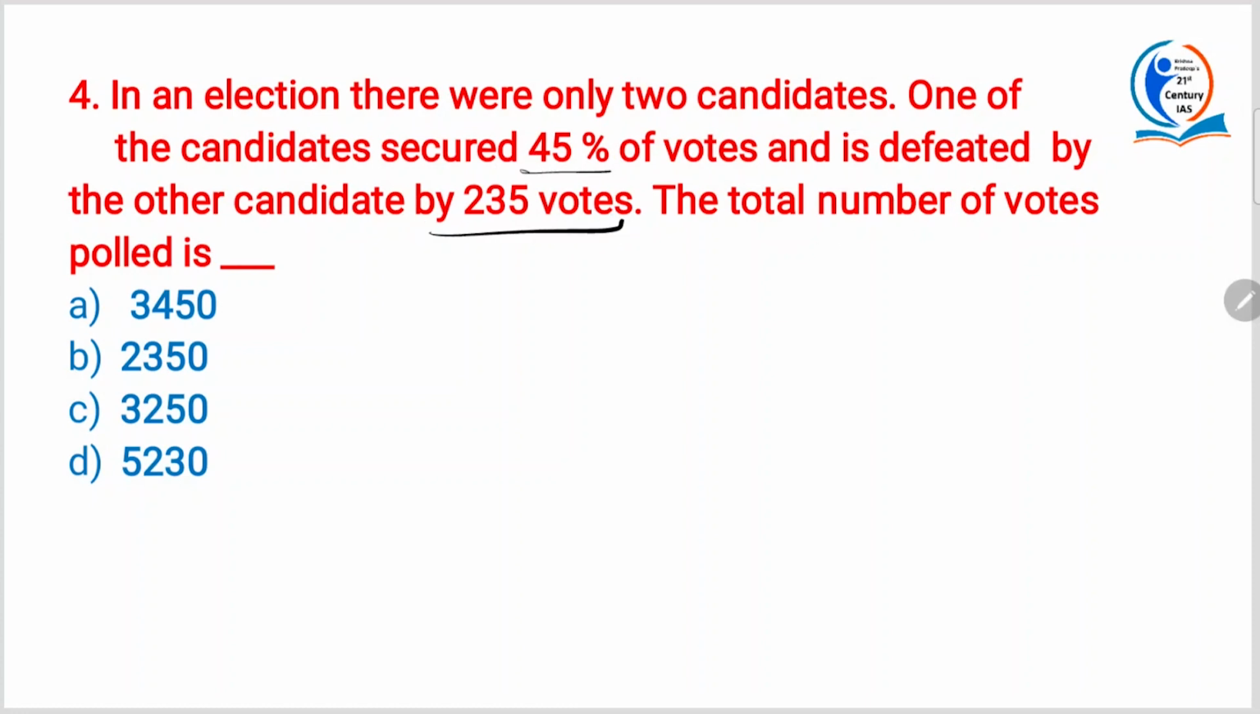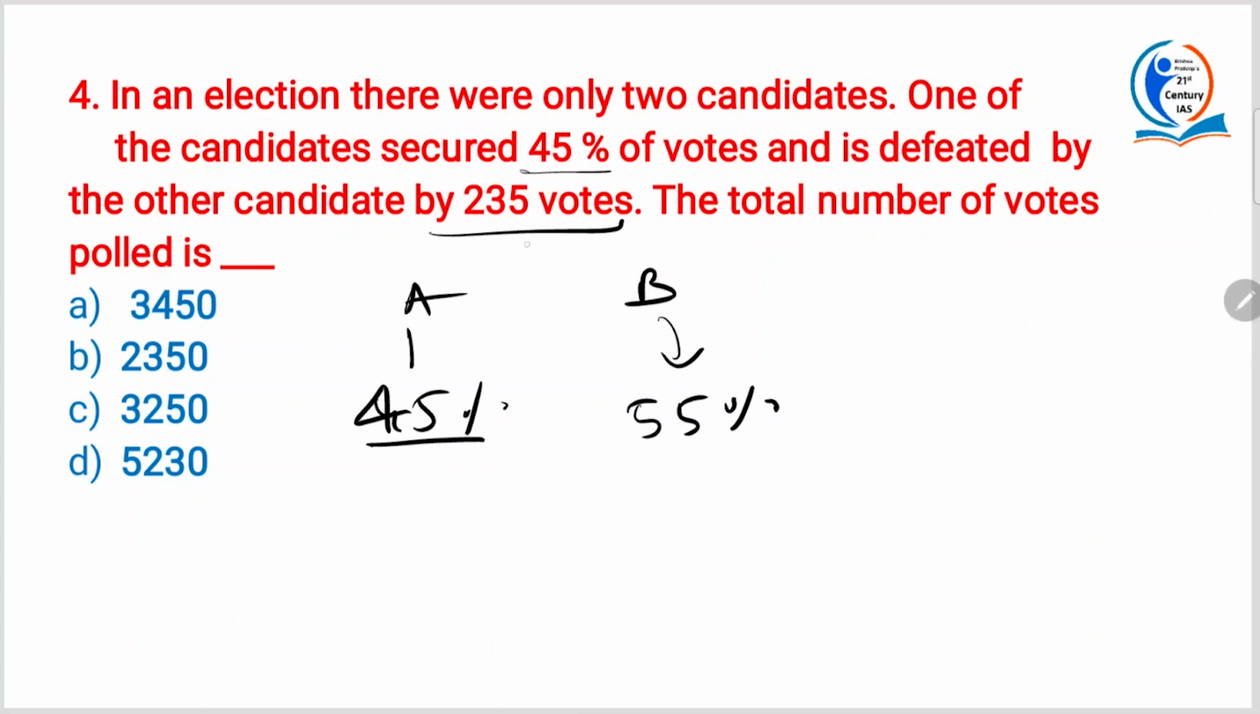The total number of votes polled is... A and B are the candidates. This fellow got 45% of the votes, and they didn't mention anything about invalid votes, so it will be 45% this fellow got. Then B would get 55%. Now they're saying that this fellow won by 235 votes, which means the difference between these two is 235.